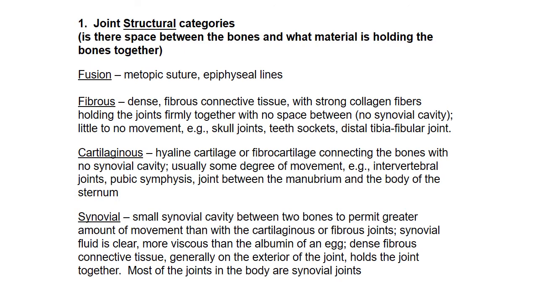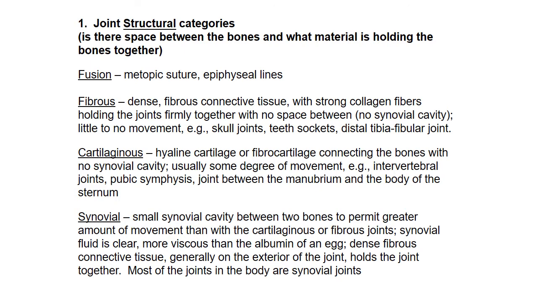The ones we're really going to look at today are fibrous, cartilaginous, and synovial joints. Fibrous joints have dense fibrous connective tissue holding them together. Strong collagen fibers hold the joints firmly together. There's no space between them. Examples are the skull joints, the tooth sockets, and the tibiofibular joint. Remember the tibia and the fibula in the lower leg; where they meet at the distal end near the ankle is a fibrous joint.